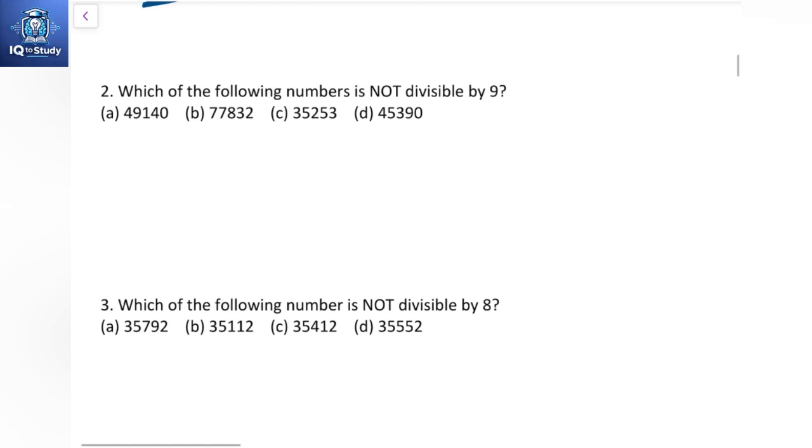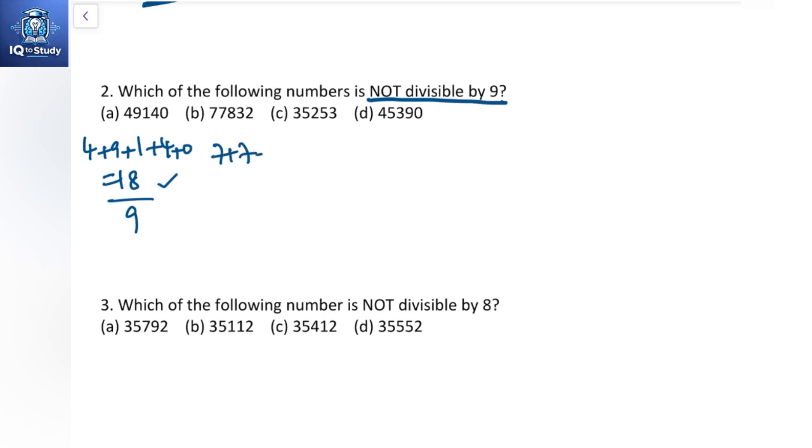And coming to the second question, which of the following numbers is not divisible by 9? Let's check with all the options. We know the divisibility rule of 9 is that the sum of all the digits is divisible by 9. For 49140, the sum is 4 plus 9 plus 1 plus 4 plus 0. It is 18. So it is divisible by 9. It follows. And the second one is 7 plus 7 plus 8 plus 3 plus 2, which is equal to 27, and it is also divisible by 9.